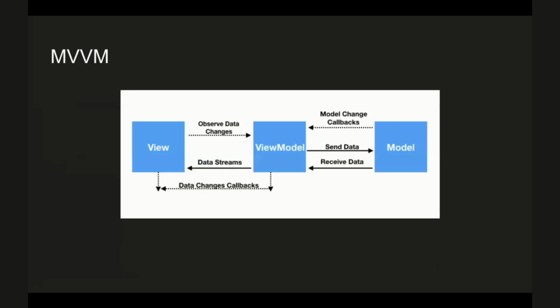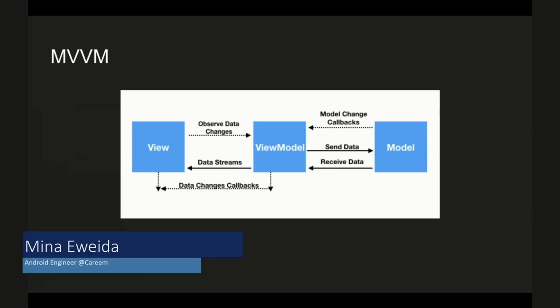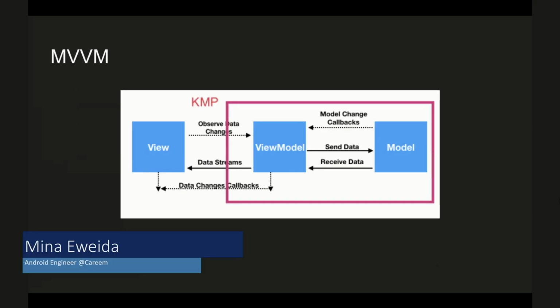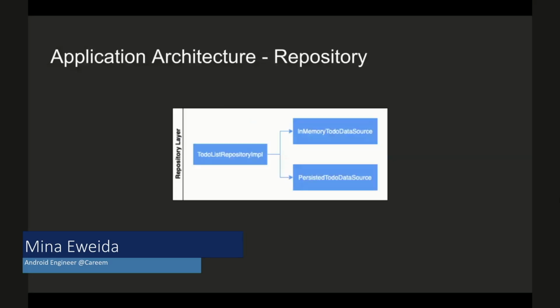So the architecture we used was MVVM. It's up to you, even if you want to implement it in a different architectural pattern, it's fine. We just chose it, and everything is done in Kotlin Multiplatform, except the view side. Just bottom up, let me tell you quickly what the architecture is. We have the repository layer. The repository has two data sources. One of them is in memory, just for caching, and the other one is the persistence one, which is using SQLite.